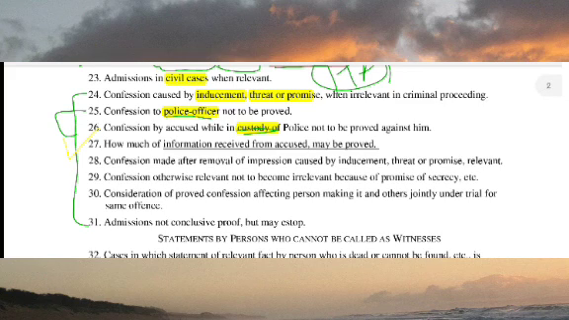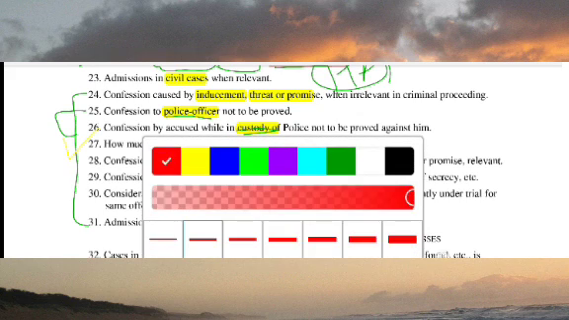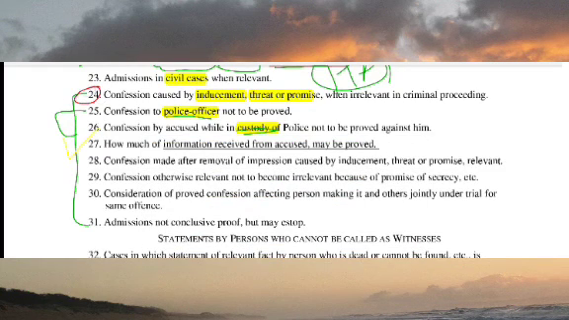Then 28, confession made after removal of impression caused by inducement, threat or promise, relevant. There is some connection or link between 24 and 28, because in 28 the impression is removed, but in 24 there is inducement, threat and promise. 29, confession otherwise relevant not to become irrelevant because of promise of secrecy. So in case of promise of secrecy, the confession is admissible and relevant. It is different from 24, which is inducement, threat and promise.